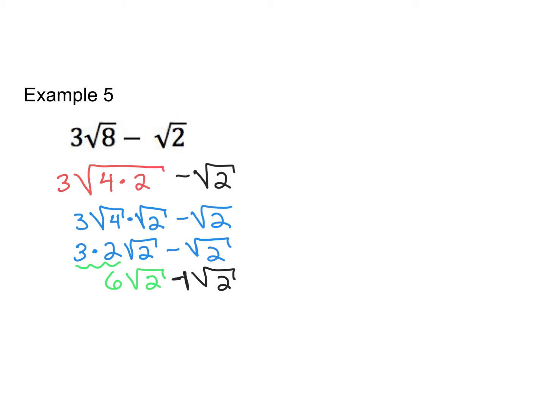So now let's go ahead and check the square roots or the radicals. This is square root of 2. This is the square root of 2. Can I combine these two together? Yes. They have the same number underneath the square root sign. So we have 6 and then negative 1. 6 minus 1 is 5, and then square root of 2. So our final answer is 5 square roots of 2.